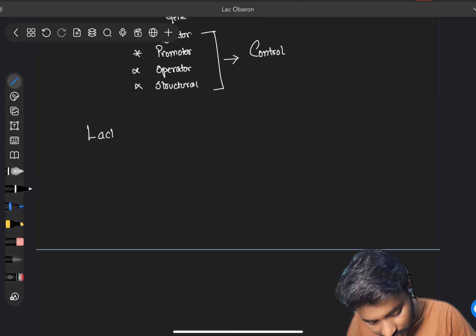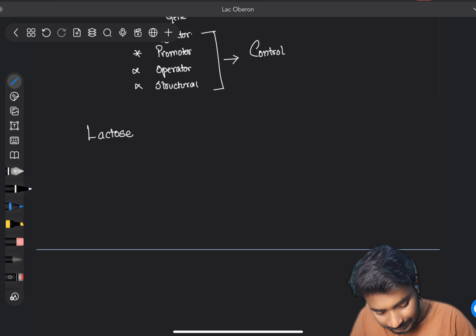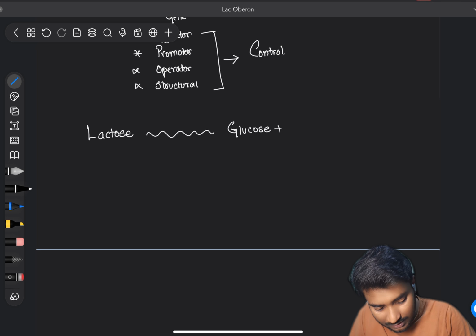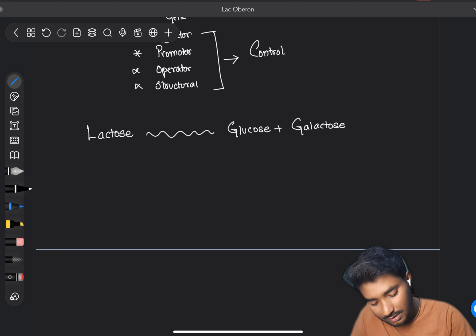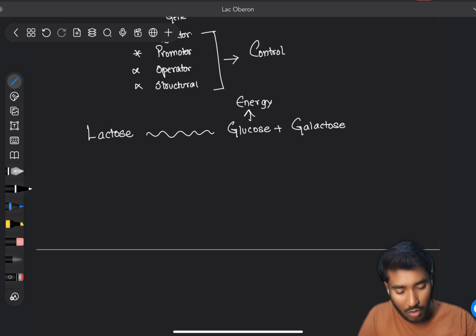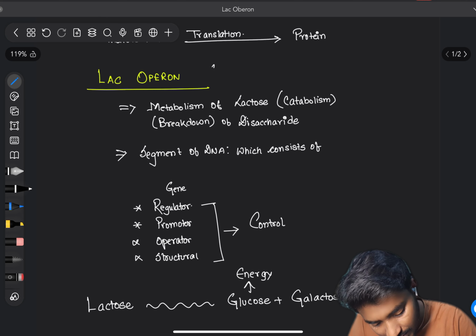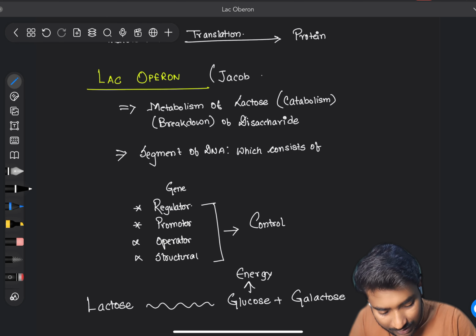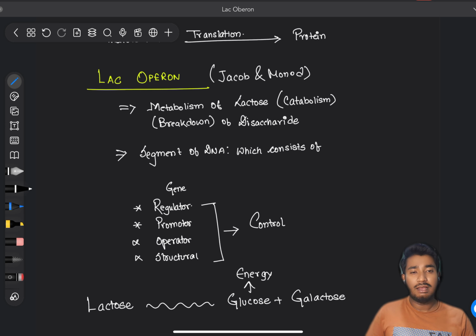Now the lactose changes to glucose plus galactose. It converts to energy. The Lac Operon has been named by Jacob and Monod, the two scientists.